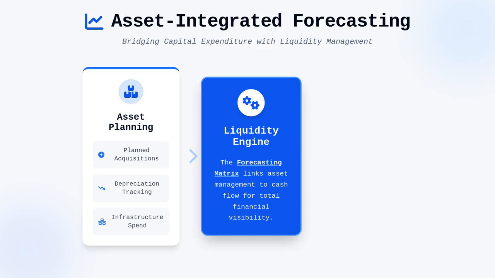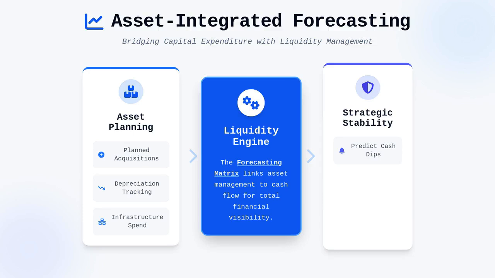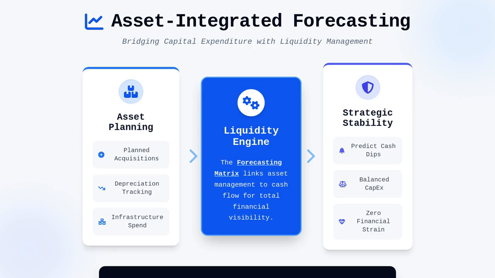When you link these planned acquisitions to the liquidity engine, it effectively alerts stakeholders to impending cash dips. This capability empowers the finance team to coordinate with procurement and operations, ensuring that investment decisions are backed by sufficient liquidity without causing undue financial strain. The integration between the asset management functionality and the forecasting matrix ensures that no significant financial event is overlooked.